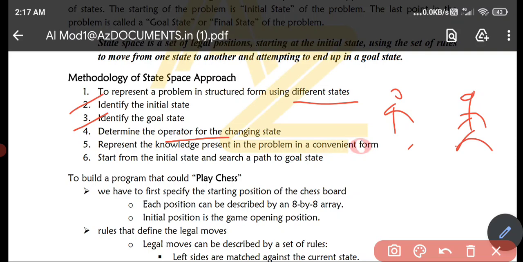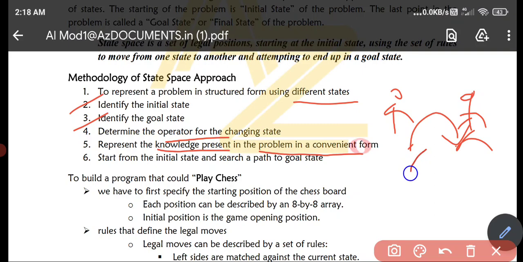There may be any other case, that is, if I multiply by some value or if I increase the value, then I can move from this state to this state. So then the next, fourth step, is we need to identify the operator for changing the state. And the next one is to represent the knowledge of the problem in a convenient form. So we have to represent the knowledge.